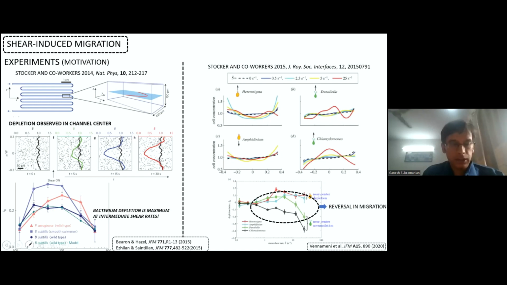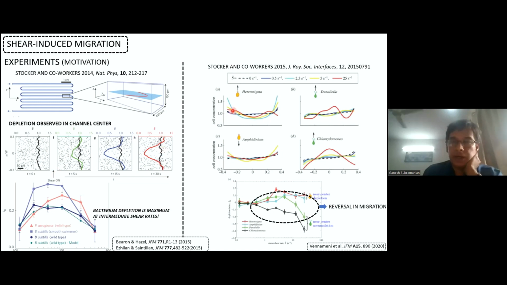So the horizontal axis is the shear rate. The depletion increased and then seemed to go back to zero when the shear rate became very high, of the order of about 50 per second. So one would call this a high shear trapping, because bacteria migrate towards the walls.